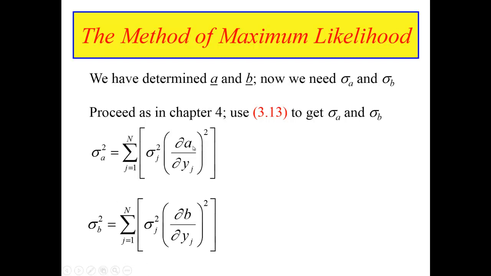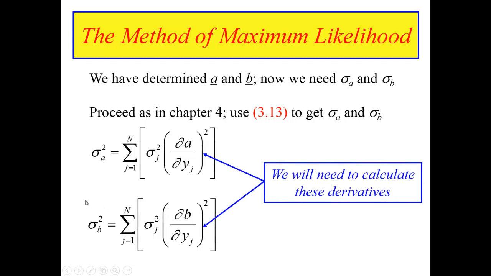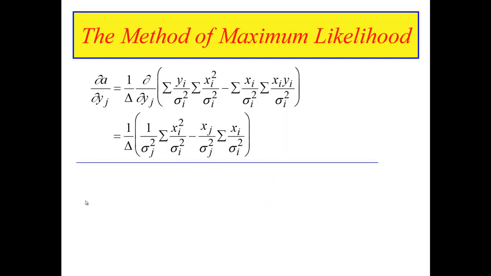We now have our expression for A and our expression for B from the previous slides, and we can take the derivatives of those expressions with respect to each of the individual y values that we measured. So again, this is a lot of terms potentially in this sum. We'll have one term for each of the data points that we measured. So we can calculate those derivatives here.